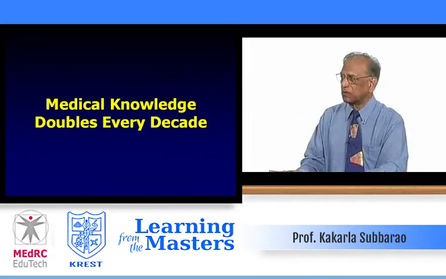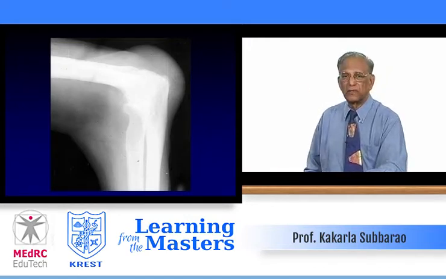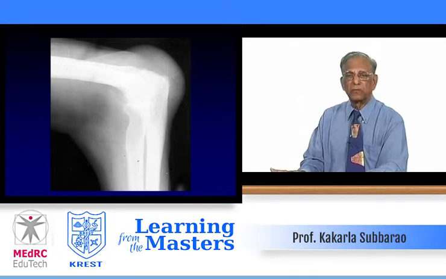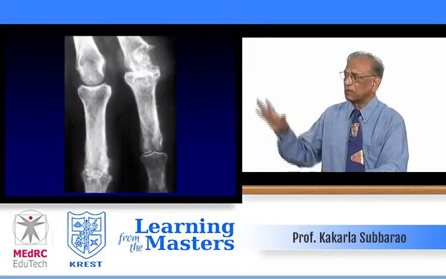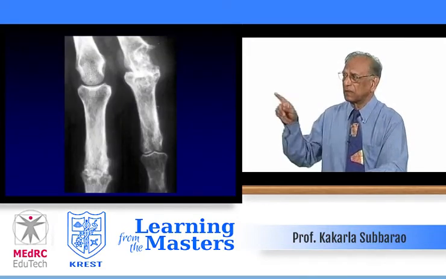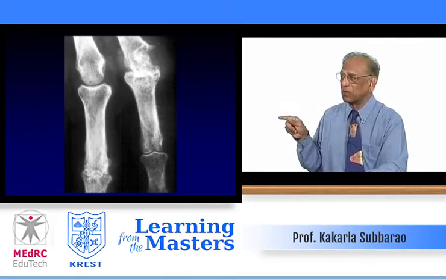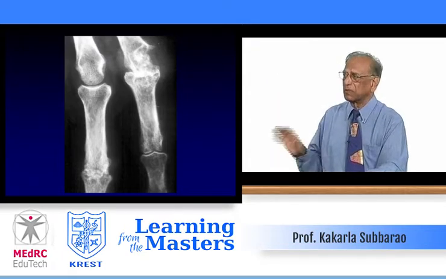Medical knowledge, you know, doubles every decade. Another case of gout with a soft tissue tophus in the olecranon bursa. Sometimes these tophi may calcify. And the crystal deposition is monosodium urate crystals. Occasionally they may calcify and produce calcific tophi. Look at the hand. Metacarpal head, eccentric type of erosion with the overhanging margin and no real para-articular osteoporosis, typical of gout.